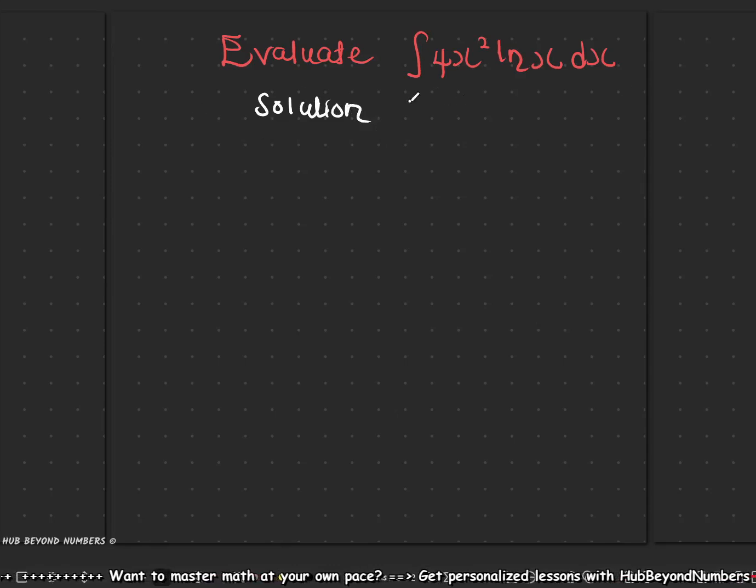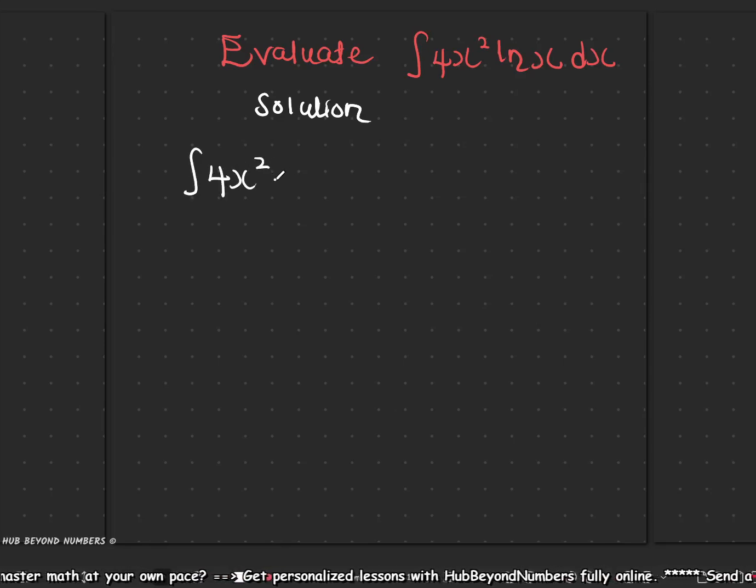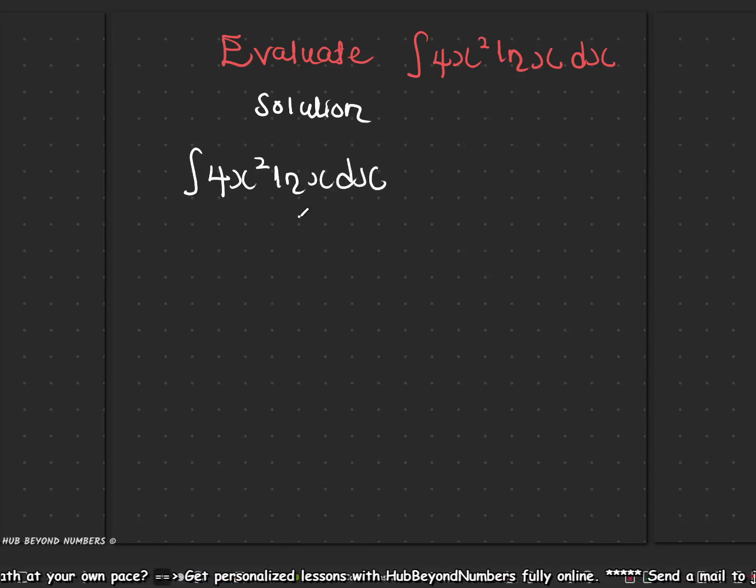We can't apply substitution here because it's too complex, and substitution wouldn't be enough. So I think let's use integration by parts. So we have the integral of 4x squared ln x dx.